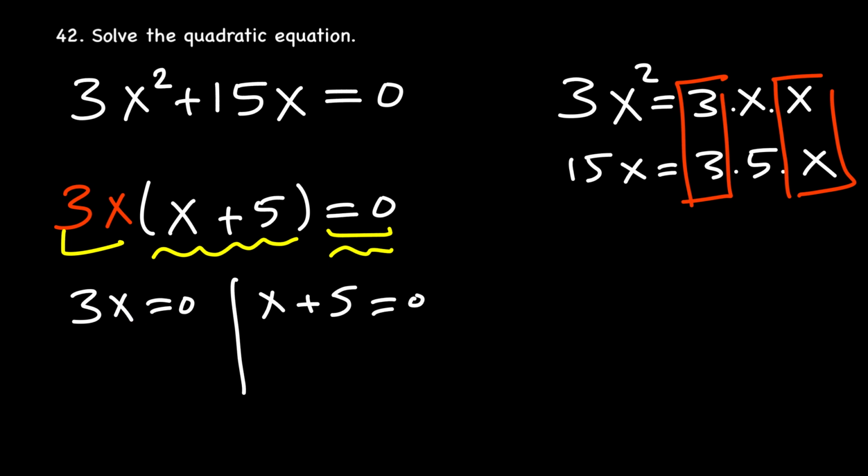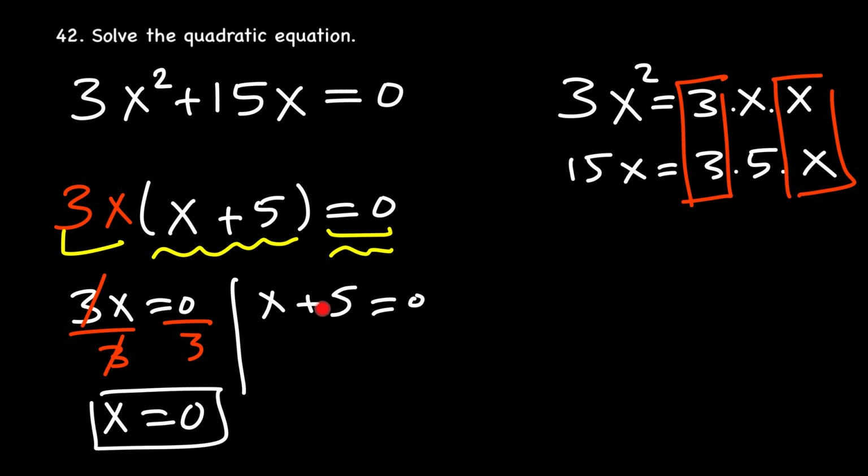So we have to divide both sides by 3. So these will cancel out. So in this case, we have x equals 0. For this equation, x plus 5 equals 0, we have to subtract 5 from both sides. So this will cancel out. So x equals minus 5.